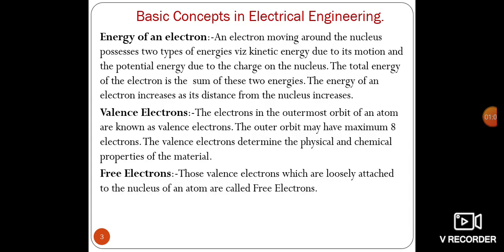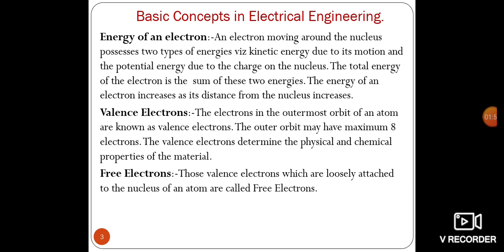In the basic concepts of electrical engineering, energy of an electron. So, what is the energy of an electron? An electron moving around the nucleus possesses two types of energy. They are kinetic energy and potential energy. Kinetic energy is due to its motion around the nucleus, and the potential energy is due to the position or due to the charge on the nucleus. The total energy of the electron is the sum of these two energies.